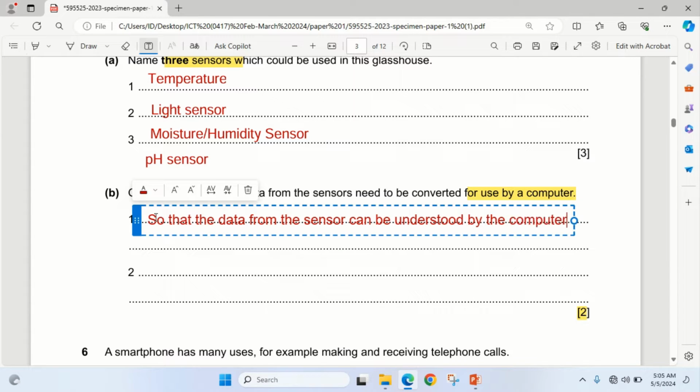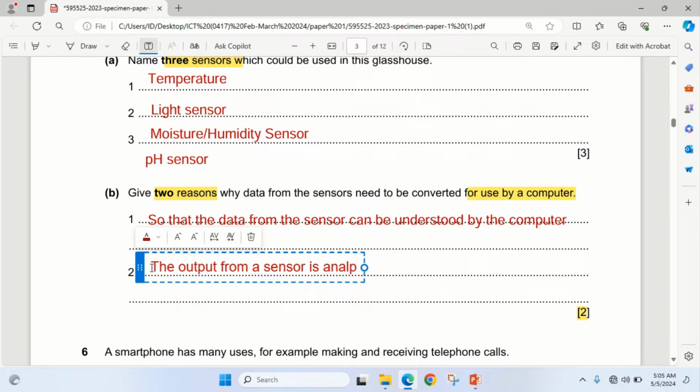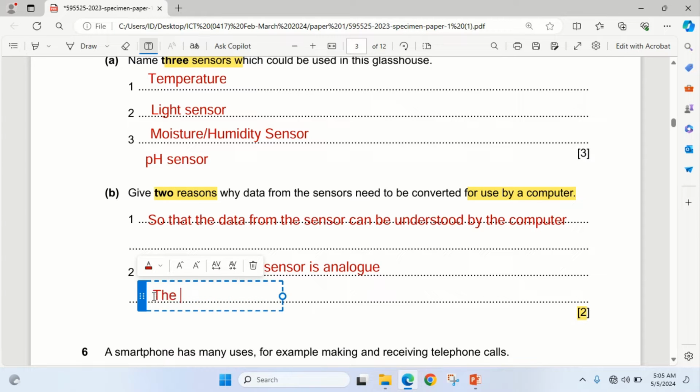It can be understood by the computer, because the computer understands digital data, whereas the input the sensor sends to the computer is analog. So you need to state that clearly. So the output from a sensor is analog, whereas the input to the computer is digital, because the computer understands digital data.